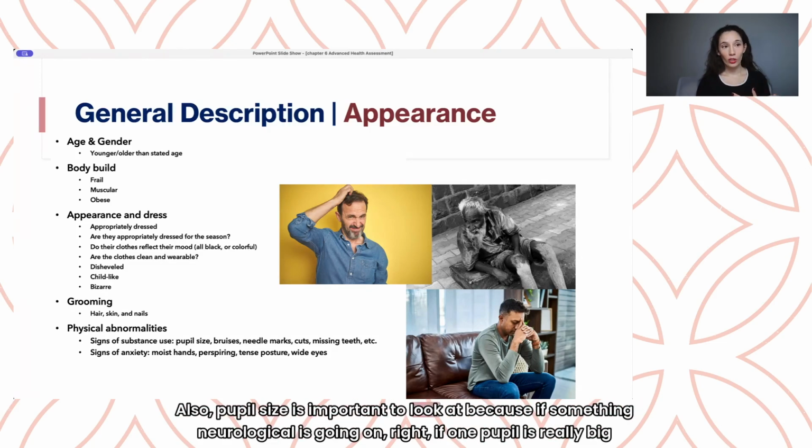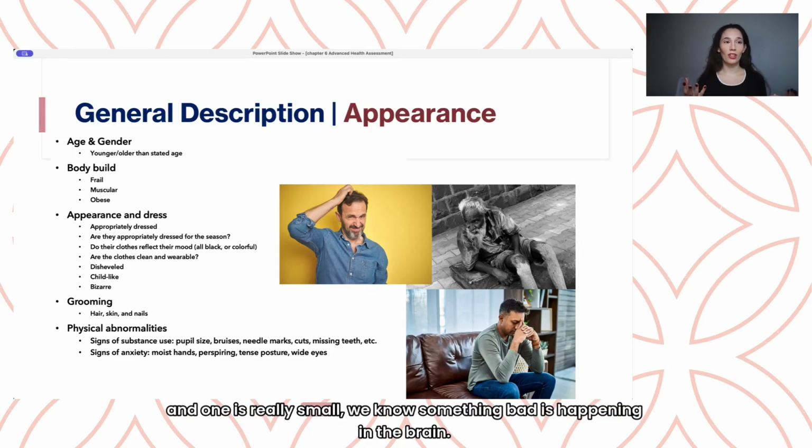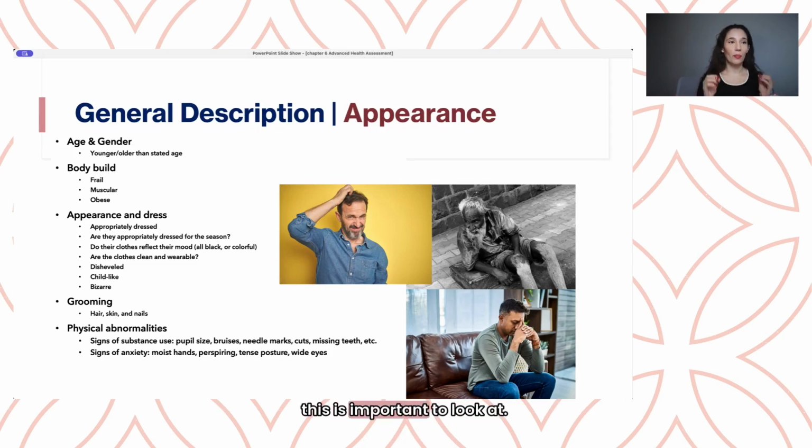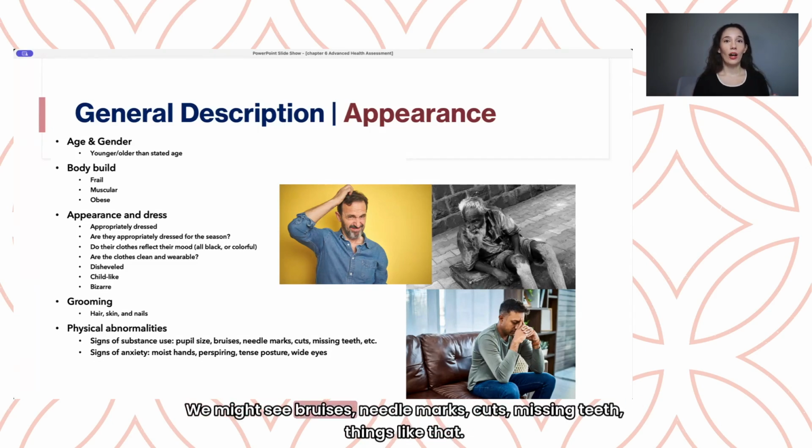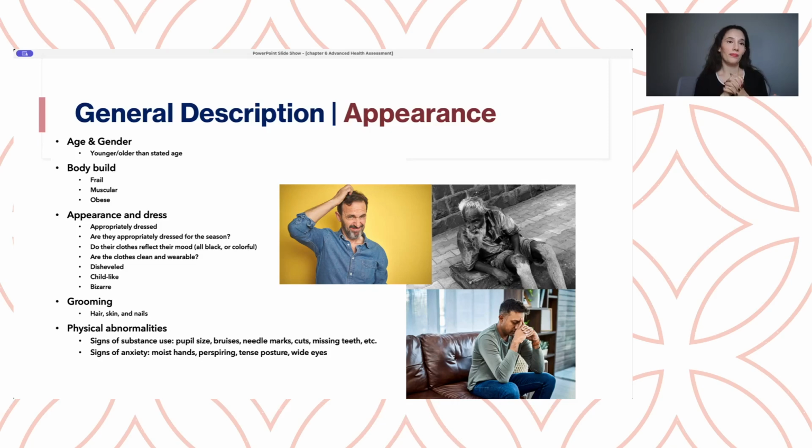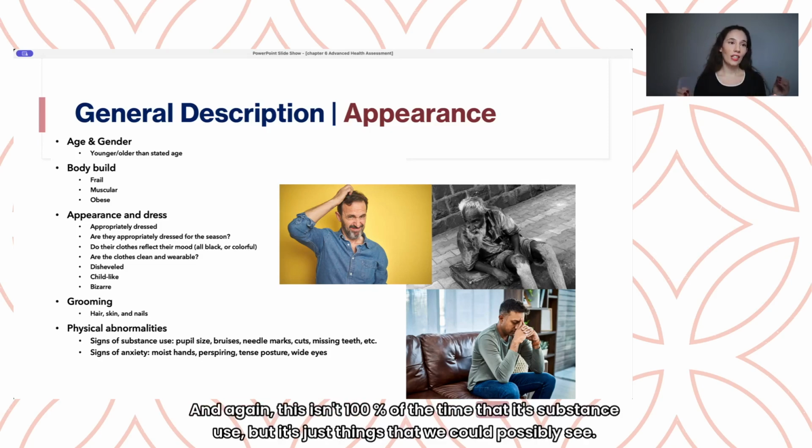Also, pupil size is important to look at because if something neurological is going on, right? If one pupil is really big and one is really small, we know something bad is happening in the brain. So this is important to look at. We might see bruises, needle marks, cuts, missing teeth, things like that. And again, this isn't 100% of the time that it's substance use, but it's just things that we could possibly see.